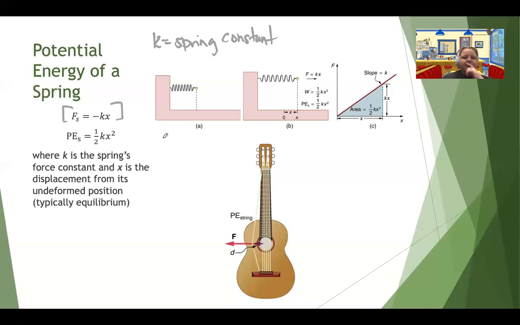Now we know x, again, is just our displacement. So this time it'll be a displacement of a spring.